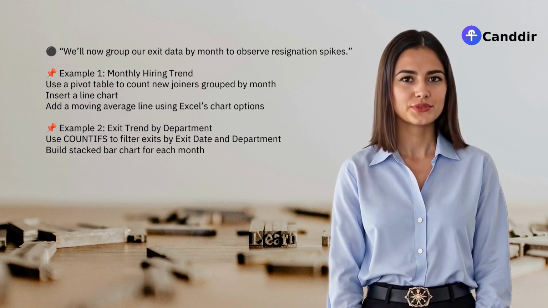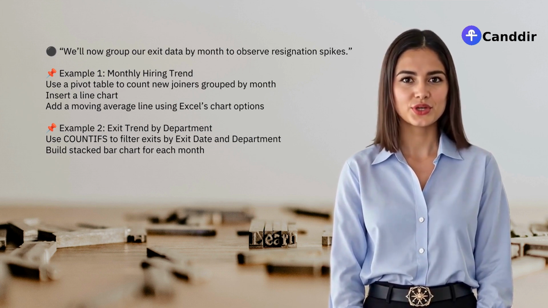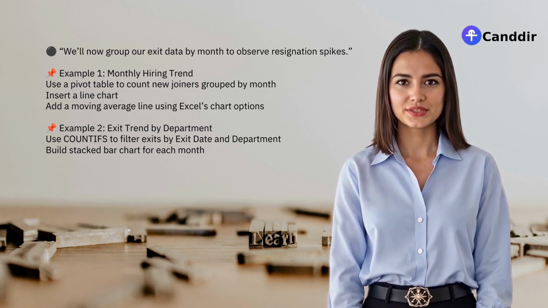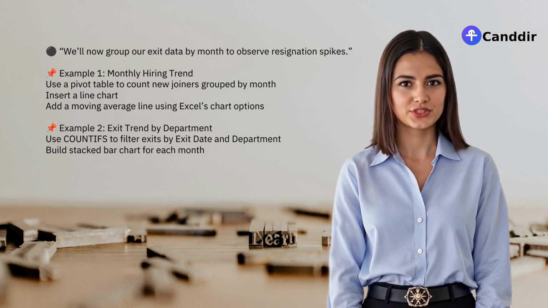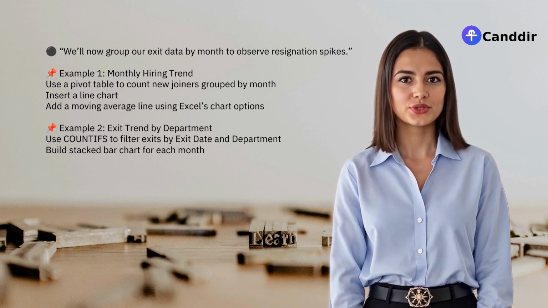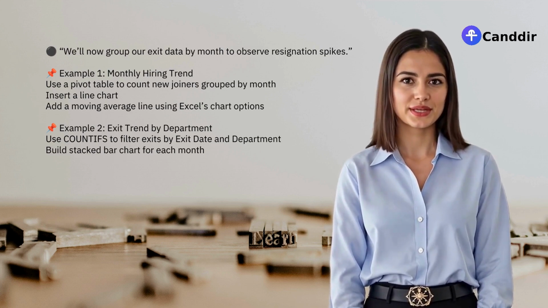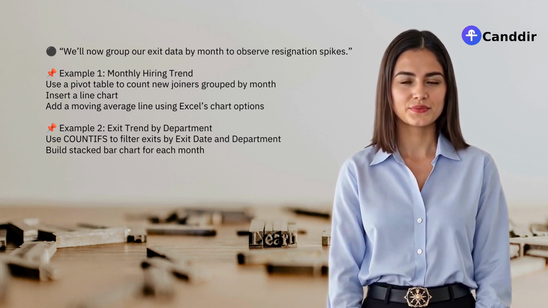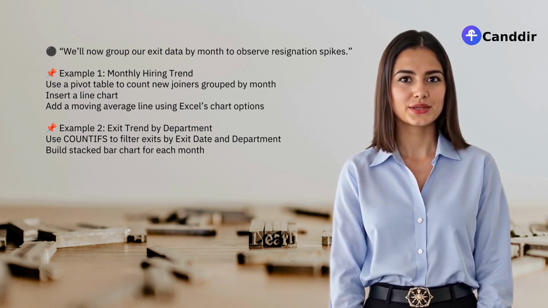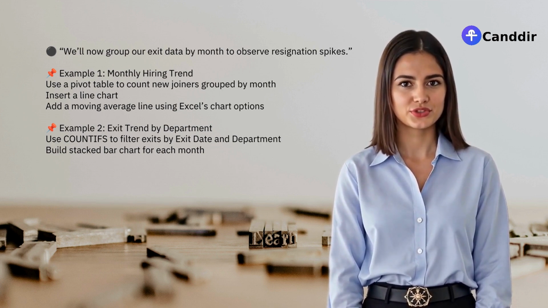Part 3. Visualizing trends with line and bar charts. To see the trend, use charts. Line charts for attrition or hiring trends. Column or bar charts for monthly comparisons. Stacked bar charts to break down by department or location. Line charts are perfect for showing progression over time, while stacked bars help you analyze the breakdown of contributors.